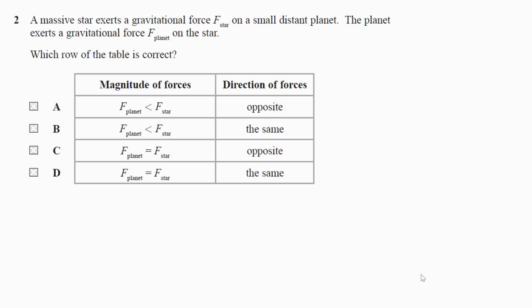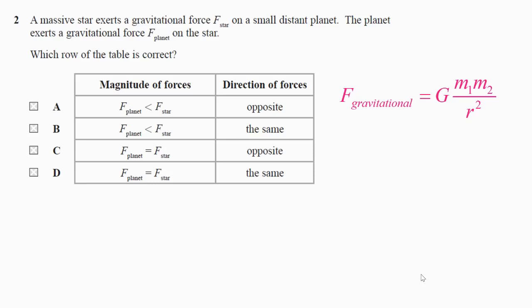A massive star exerts a gravitational force F star on a small distant planet. The planet exerts a gravitational force F planet on the star. Which row of the table is correct? This time they are asking related to the gravitational force. We know that according to Newton's gravitational law, the gravitational force is equal to G m1 m2 divided by r square, where G is the universal gravitational constant and m1 and m2 are the masses of the objects respectively. And what about the r?